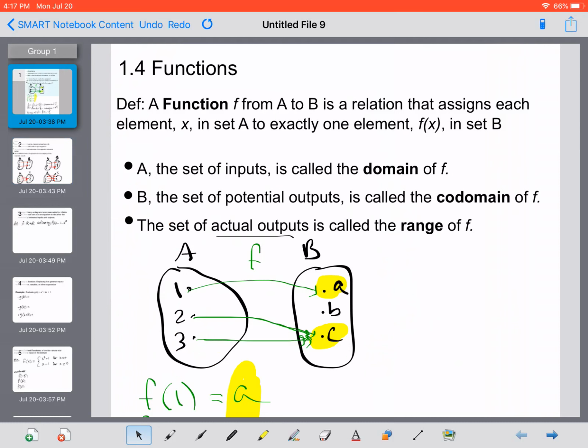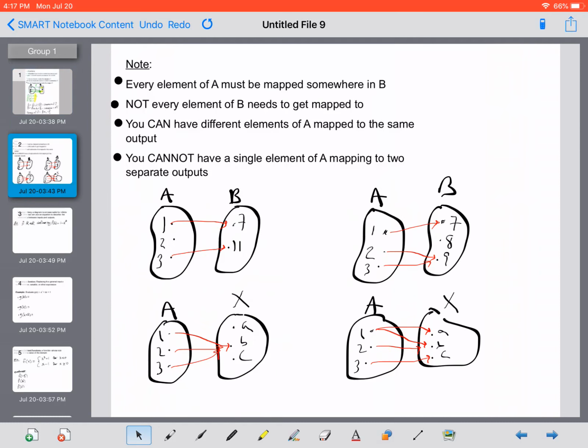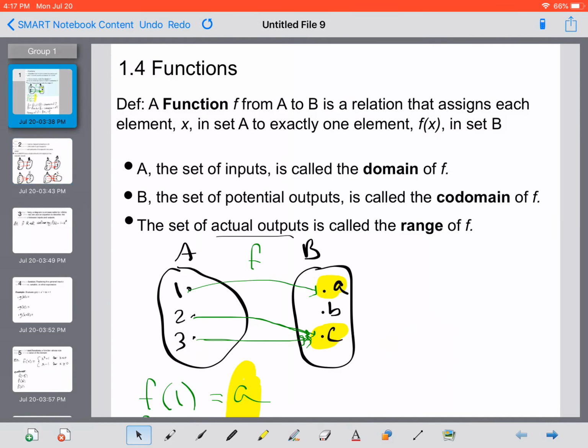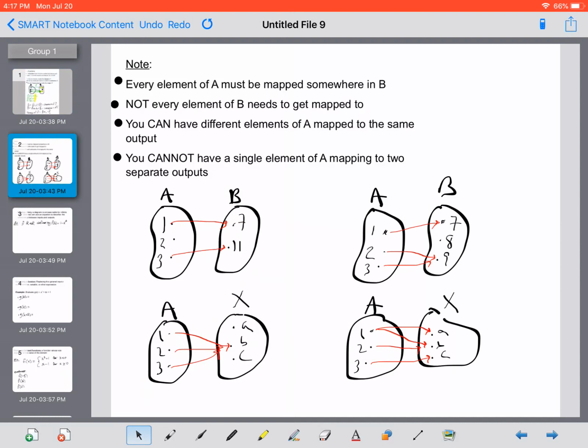It could be that your codomain has more elements than the actual output of the function. That's fine. You can have different elements of A getting mapped to the same output. That's allowed as well. The outputs of each element in the domain don't necessarily have to be unique. Again, in the last example, both 2 and 3 are getting mapped to the element c. You're allowed to have multiple elements of the domain mapping to the same element of the codomain. However, you cannot have a single element of A mapping to two separate outputs in B.